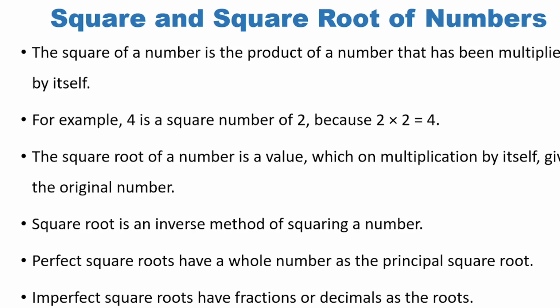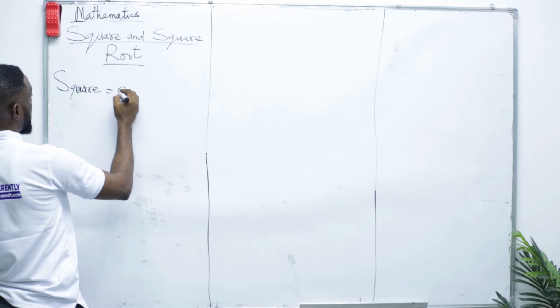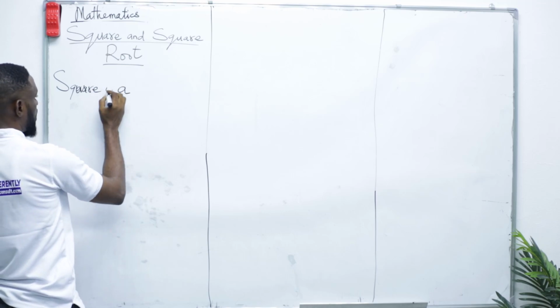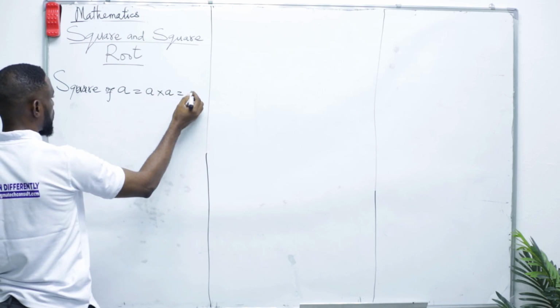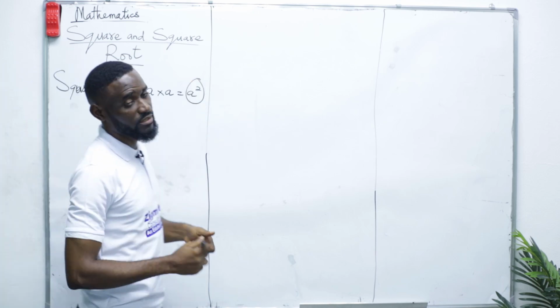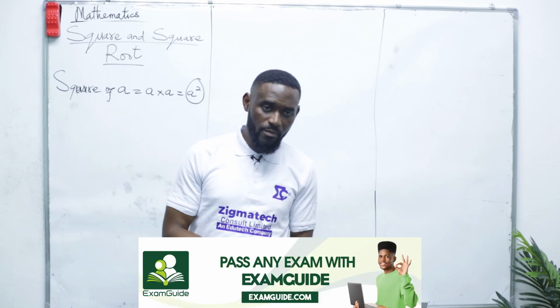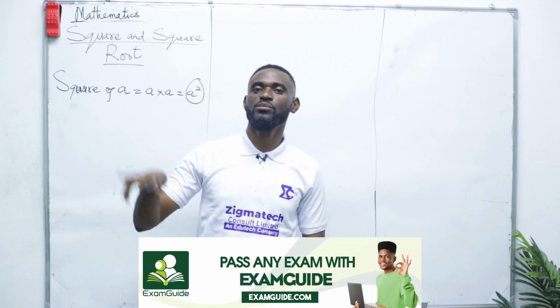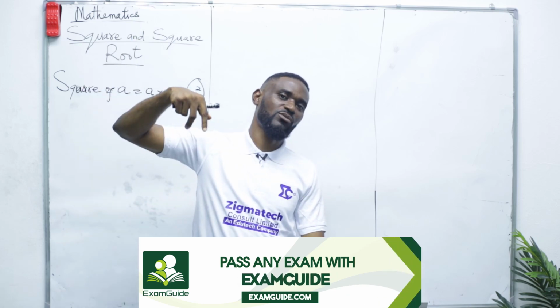So if we take, for instance, we say that the square of a number, let's assume of a figure, let's say A, square of A is equal to A multiplied by itself, A, to give us A square. So this is what the square of a number is. Is that okay? So the product of a number multiplied by itself, A multiplied by A, A square, is the square of that number A.